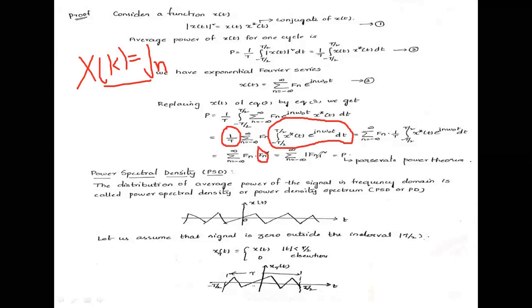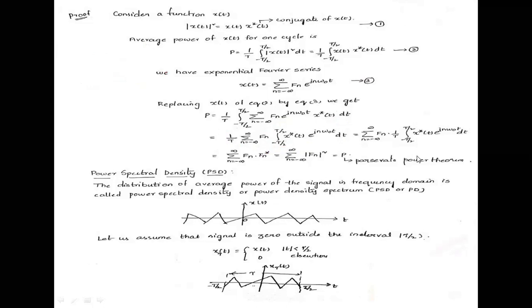Okay, f_n times f_n star is the squared magnitude of f_n. This is Parseval's power theorem. Now coming to the power spectral density: the distribution of average power of a signal in the frequency domain is called power spectral density. Power spectral density is always a function in the frequency domain only.